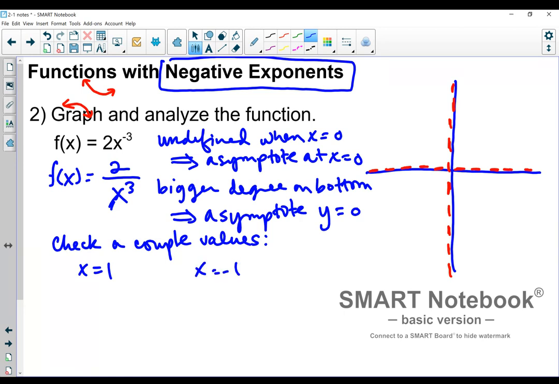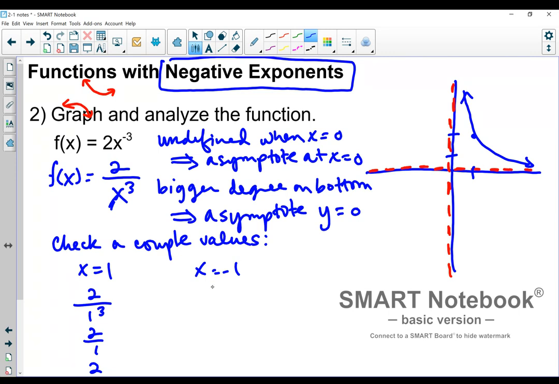So if x is 1, I have 2 over 1 to the third power, which is 2 over 1, which is just 2. So when my x is 1, my y is 2. So if I've got a point over in that first quadrant, then I know how to make that part of my graph. Because you're always wondering, is it in quadrants 1 and 3? Is it in 2 and 4? What exactly is going on?